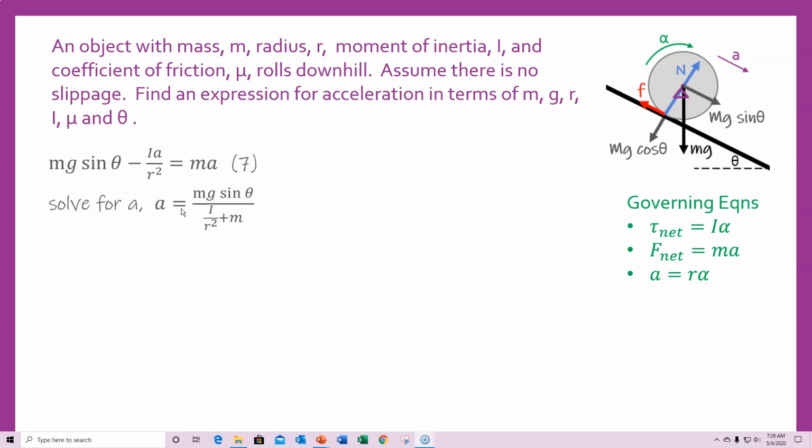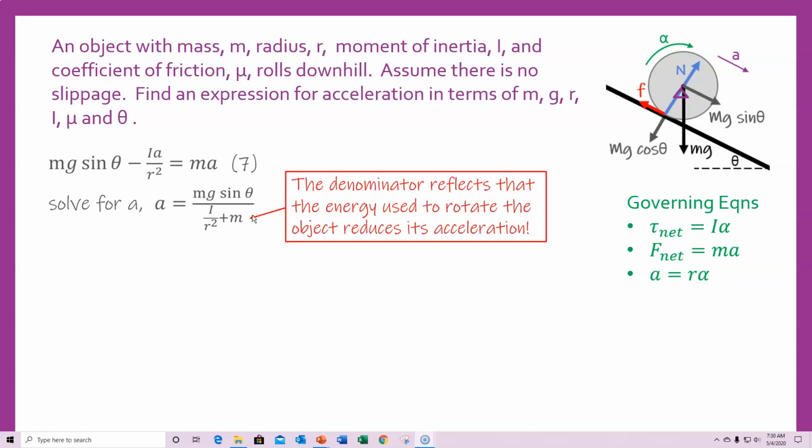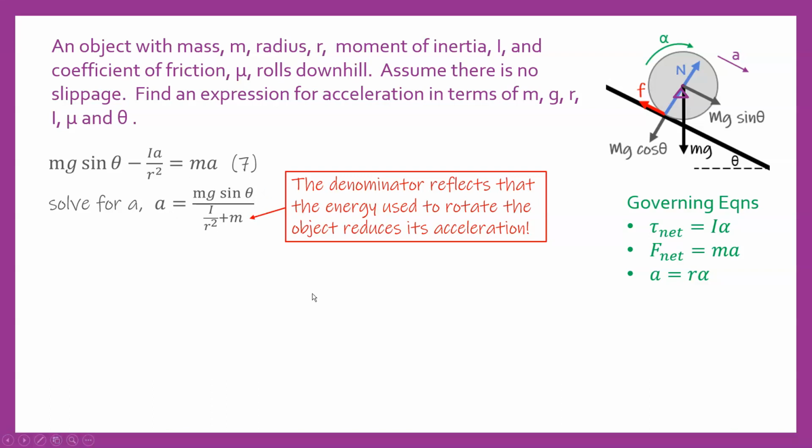And we find that the acceleration is equal to this expression. And the denominator reflects the fact that rotation takes energy. This term deals with the rotation of the object, and notice that it will reduce the translational acceleration. Let's continue to do a little more work with this general equation.